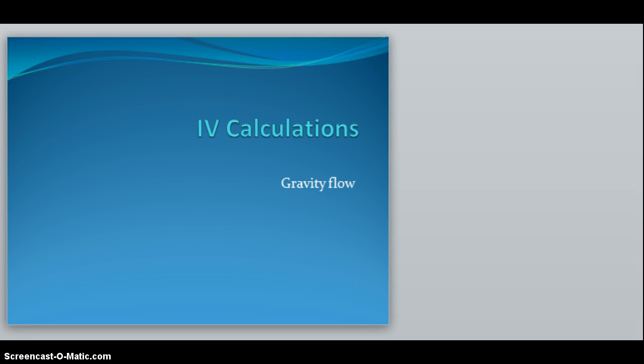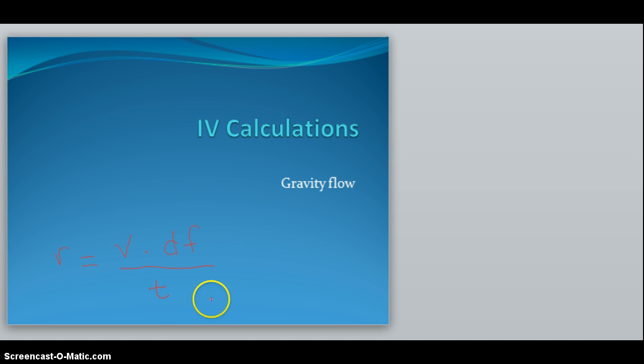Welcome to a video on IV calculations using gravity flow. With gravity flow, the most common way that we do the calculations is using the formula where our rate, and that is the rate in drops per minute, is the volume times the drop factor, which can also be referred to as the set calibration, divided by the time.